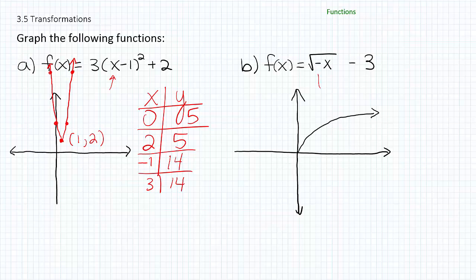First thing is that they did this negative x inside. Remember, that's a reflection across the y-axis. That means the curve will basically be as if we folded it over on the y-axis, and it'll actually look like that. So we're expecting it to do that because of the negative.